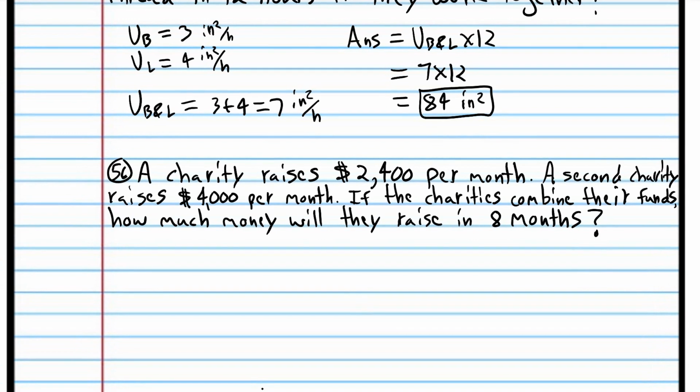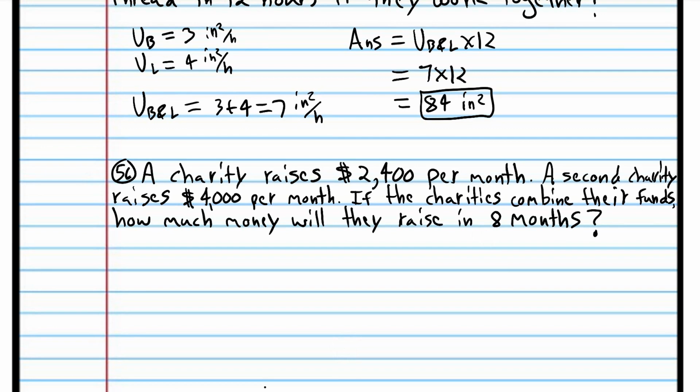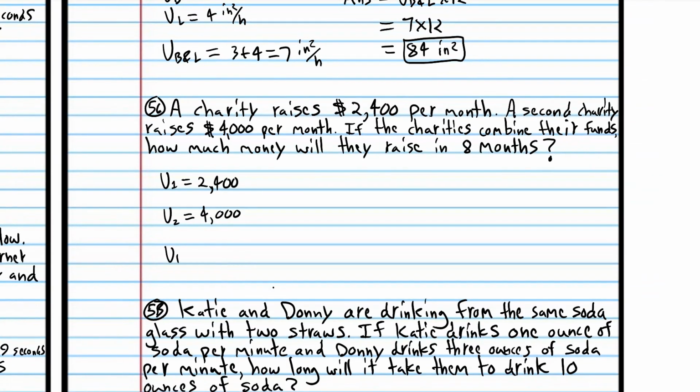All right, 5B. A charity raises $2,400 per month. A second charity raises $4,000 per month. If the charities combine their funds, how much money will they raise in 8 months? So the unit rate for the first charity is $2,400. The unit rate for the second charity is $4,000. If they both work together, you just add the rates up. So the unit rate for charity 1 and charity 2 is just 2,400 plus 4,000, which is 6,400.